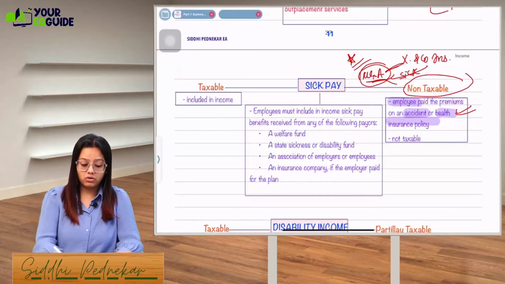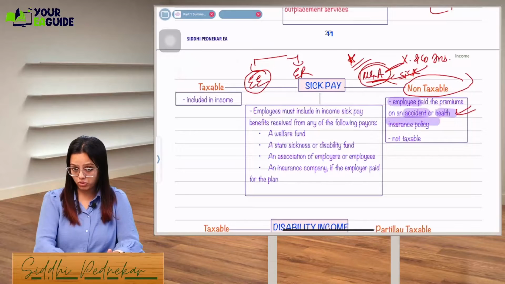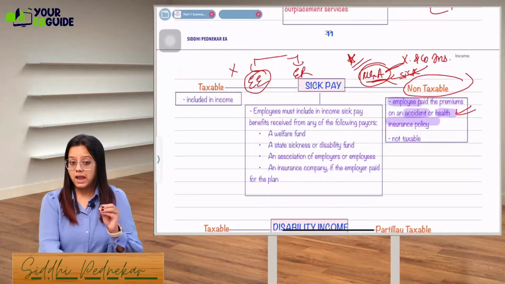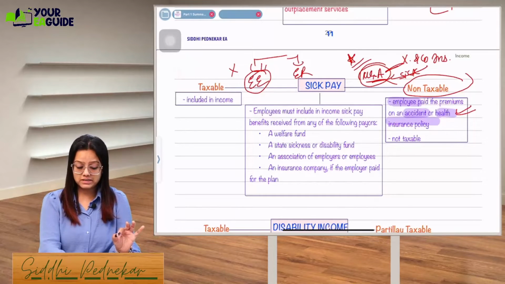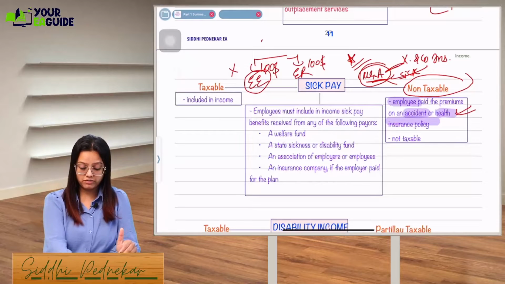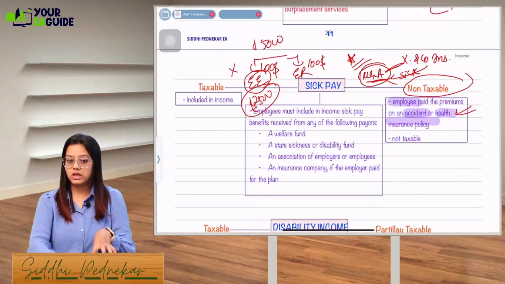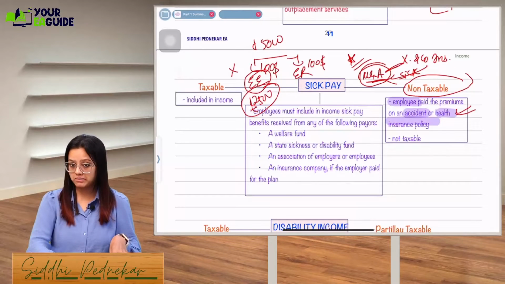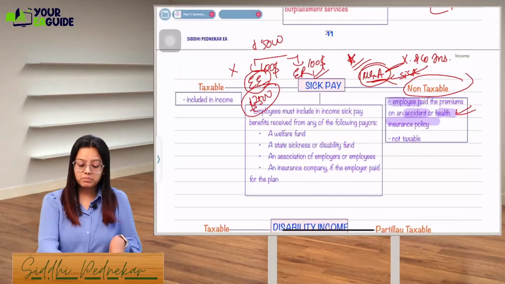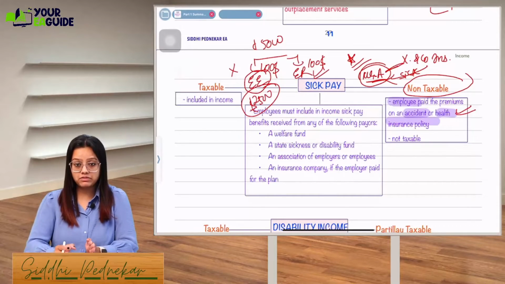In that case, you have to divide it into two parts: the employee's portion and the employer's portion. The employee's portion will not be taxable. Let's say the employee is paying $100 as a premium and the employer is paying $100 as a premium. Now when you take sick pay from this insurance company, you took $5,000. So $2,500 pertains to the employee share, since 50% of the premium was paid by the employee, and that will not be taxable. The 50% paid by the employer will be taxable, and when I say taxable, it means it will be included in wages.